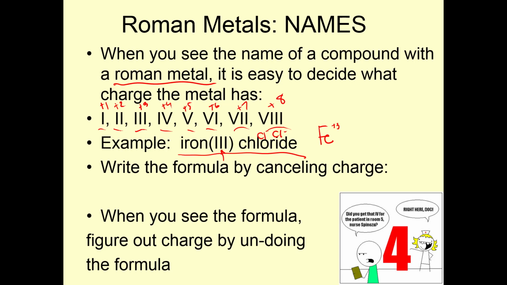So I need 3 chlorides. So the formula is FeCl3. How do I know that iron's a +3? Because of this. Right? So that's what I did. Write the formula using the charge. If I see the formula, I have to figure out the charge by undoing the formula.